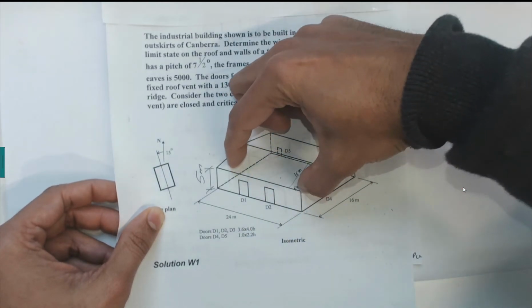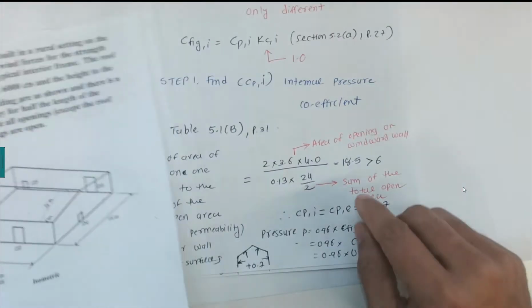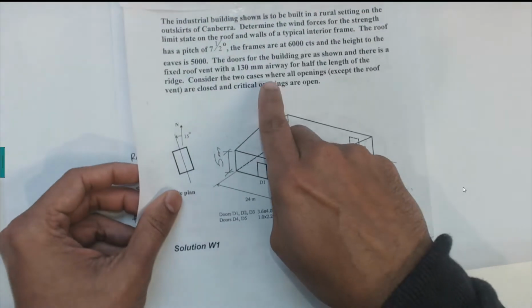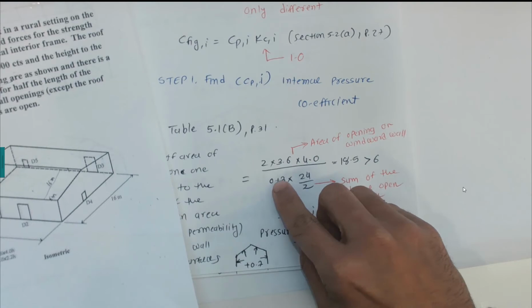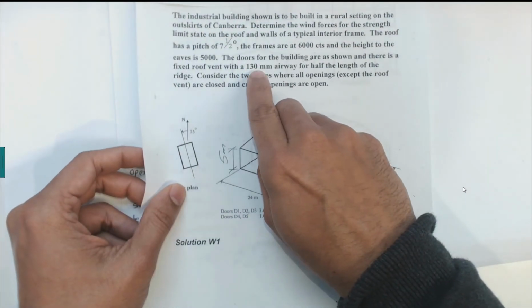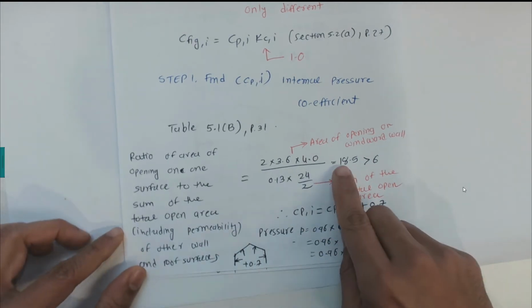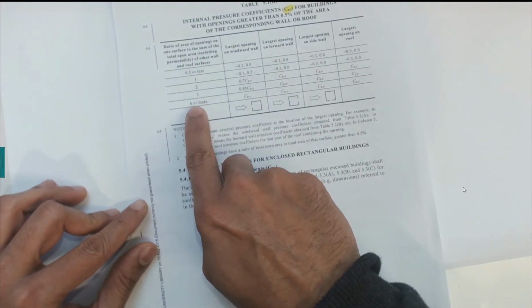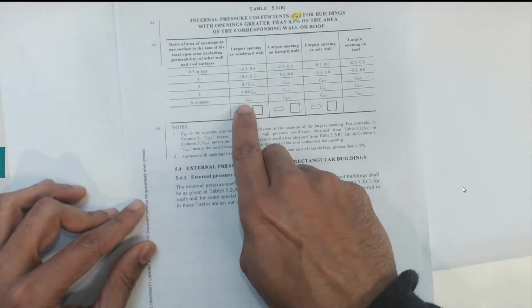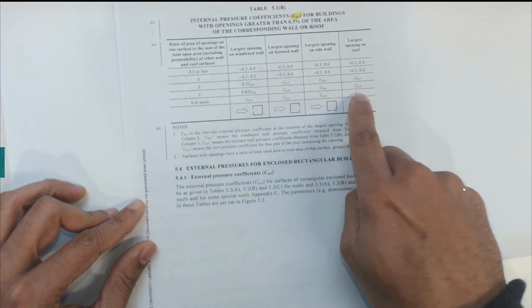So this is the ridge, so in that case we can have half of the ridge, which is 24 divided by 2, given here, half of the length of the ridge times 0.13. That 0.13 is coming here. So that's the sum of the total open area. In that case, if you calculate this ratio, it gives us 18.5, which is greater than 6. So in this case this ratio is 6 or more, so we have the case that CPI value equals CPE value.